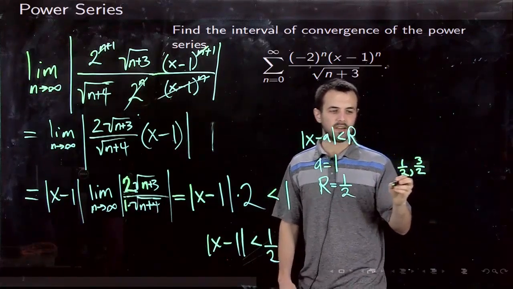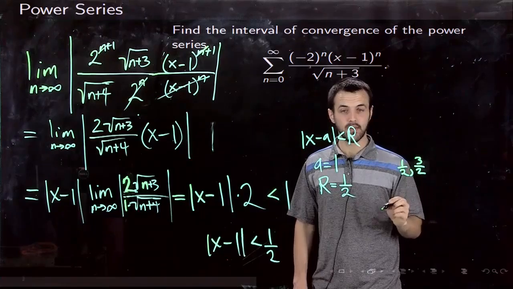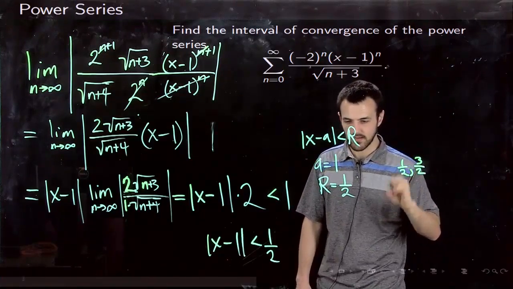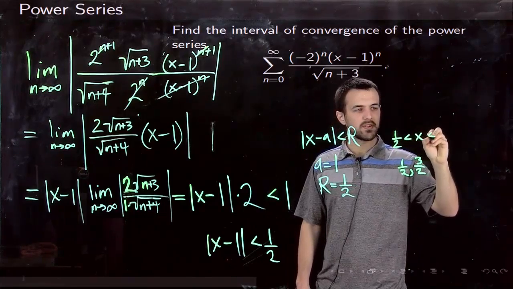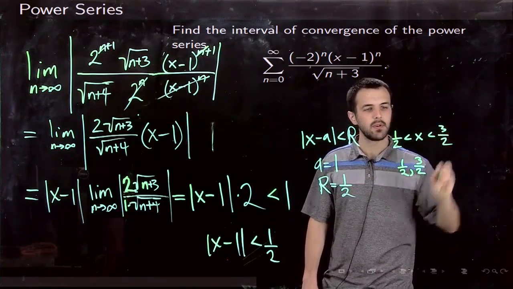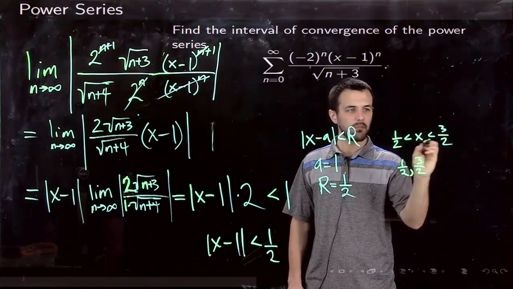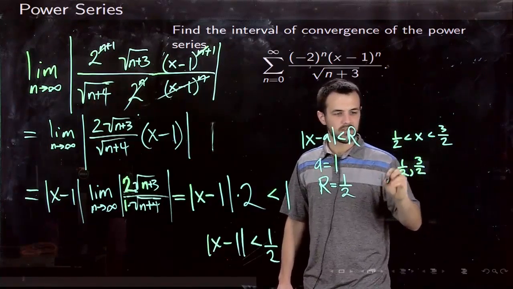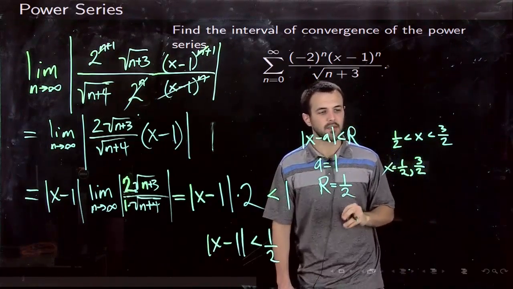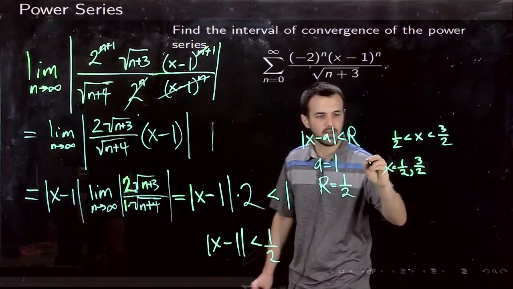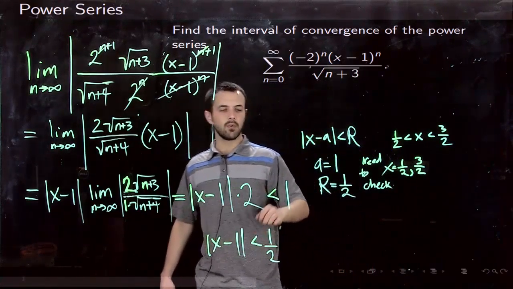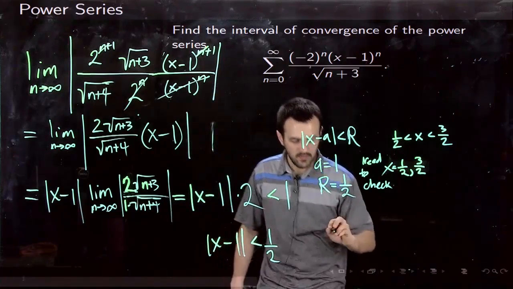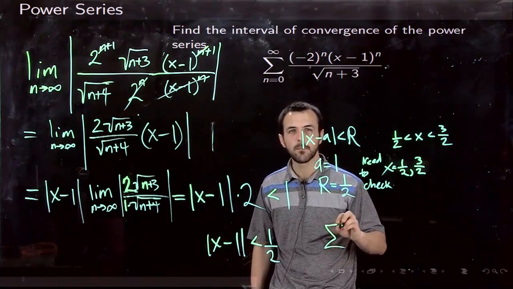And now we just have to decide what kind of brackets to put around this, right? We know it converges for x between these two. And now we need to decide if we put little equal signs there. So we need to check for x equals 1/2 and x equals 3/2. Let's plug in x equals 1/2. And what do we get? Just straight into the sum.